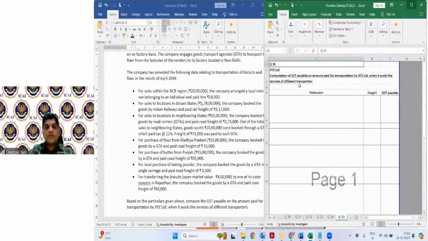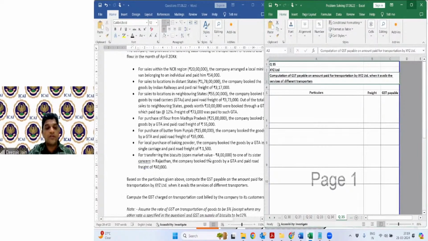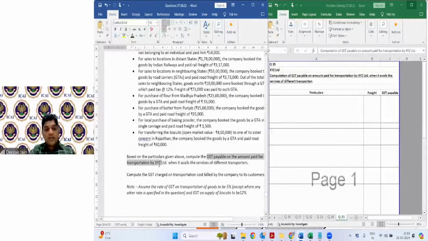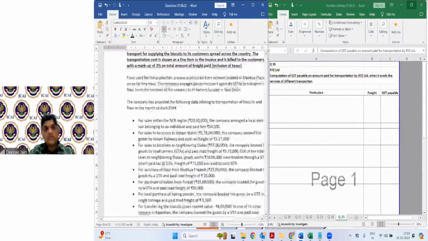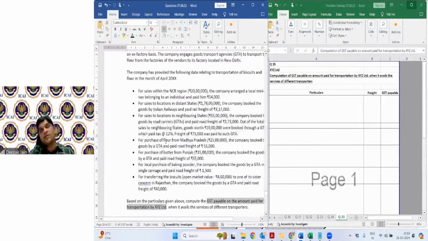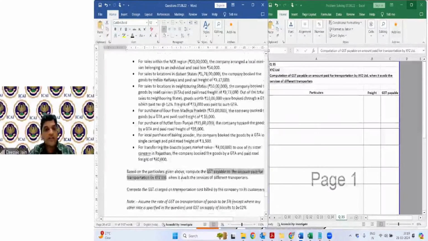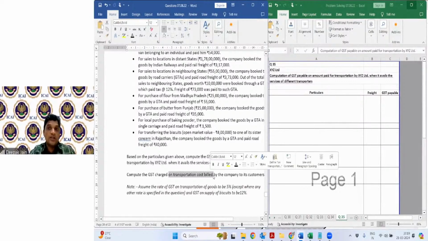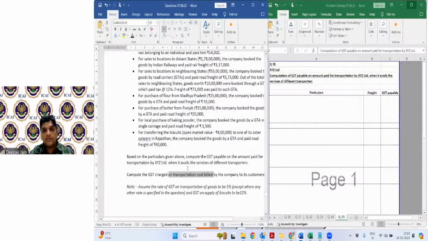Okay. First is computation of GST payable on amounts paid for transportation. Because two things. One is compute GST payable on amount paid for transportation. So XYZ Limited, when it pays amount for transportation, it has to pay under reverse charge. That we have to calculate. And then we have to calculate what is the GST charge on transportation cost billed by the company. Only on the transportation cost, what I'm billing, what should be the GST there.